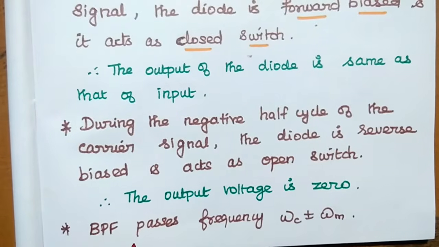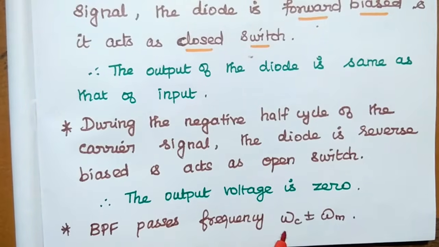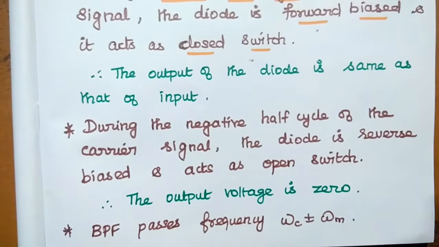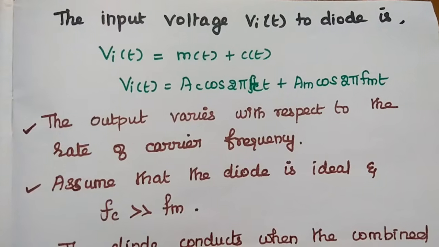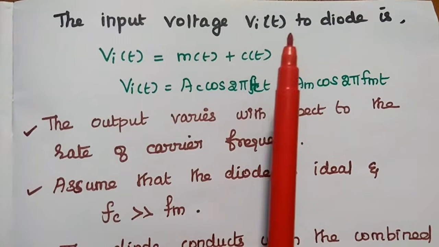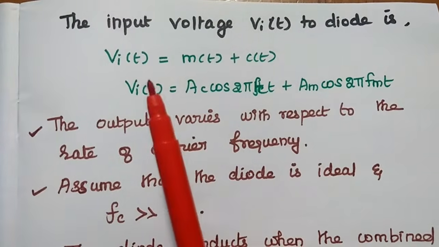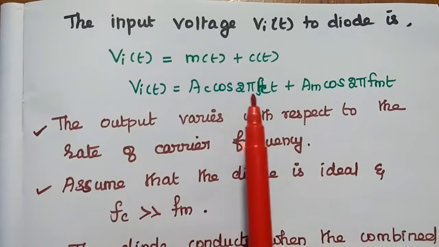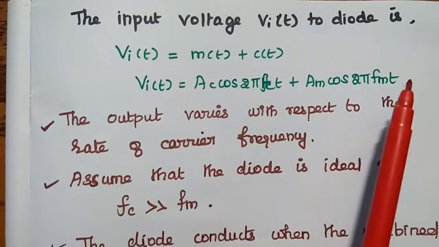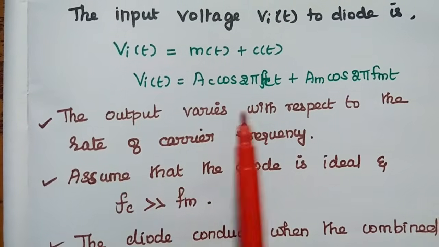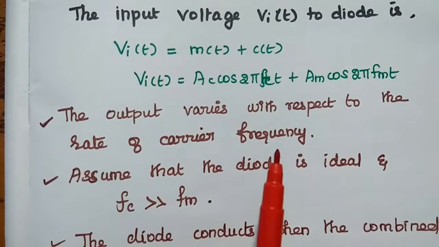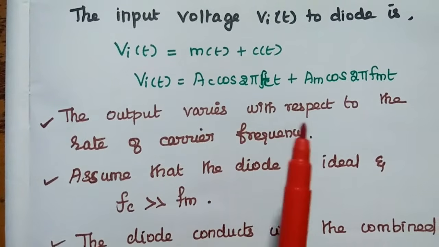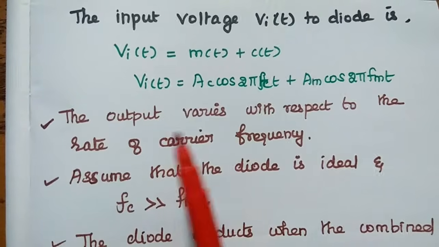The band pass filter passes frequencies in the range of ωc plus or minus ωm and rejects all other frequencies. The input voltage Vi(t) to the diode is the sum of the modulating signal and carrier signal: Ac cos 2πfct plus Am cos 2πfmt. The output varies with the rate of the carrier frequency, during the positive cycle as well as the negative cycle. So the output varies.